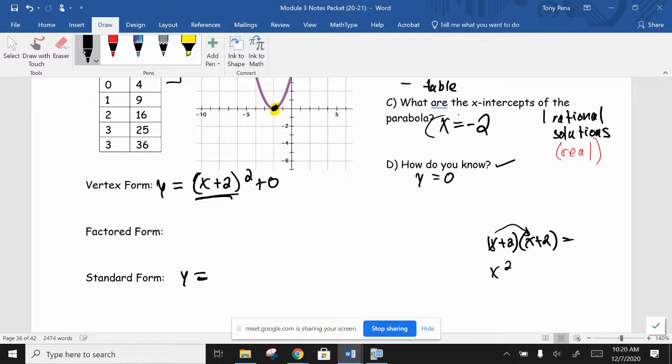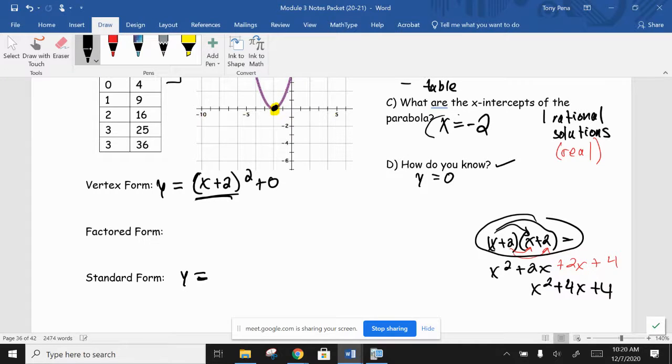So x times x is x squared. x times 2 is 2x. Then we took the 2 and distributed it. So you get another 2x. This 2 times this 2 is a 4. So what we get here is x squared plus 4x plus 4. So if you need to do this, this is totally fine.